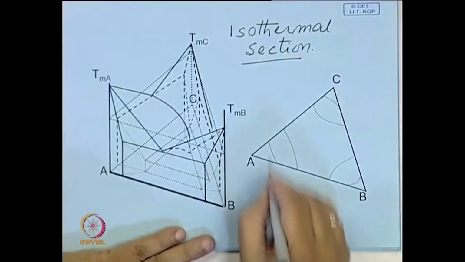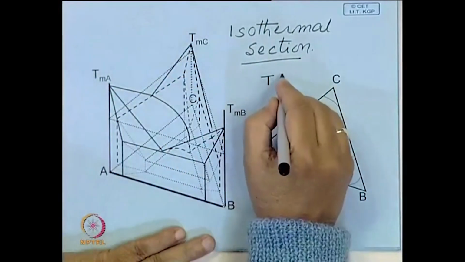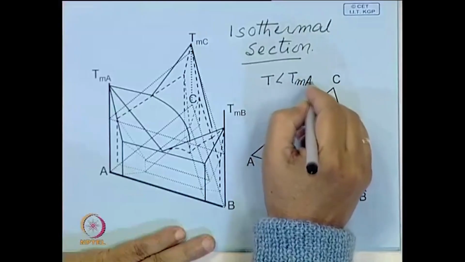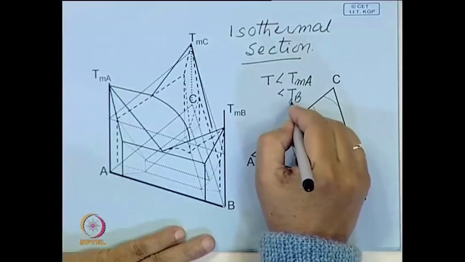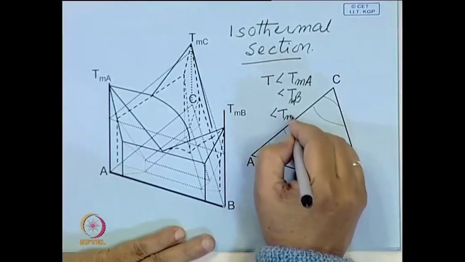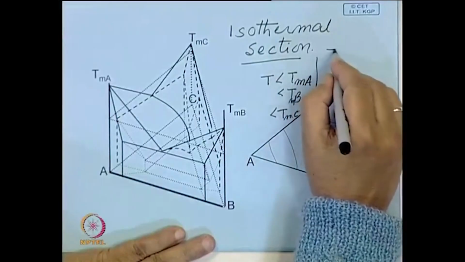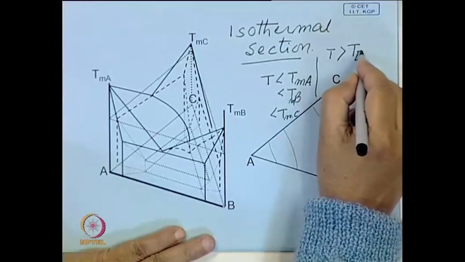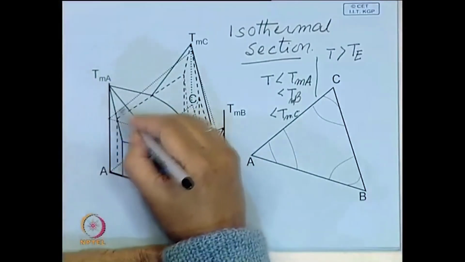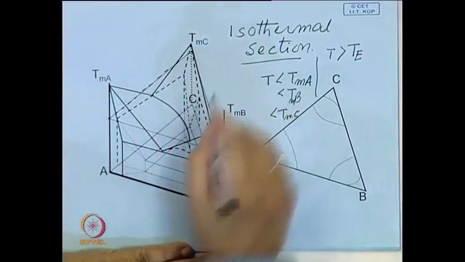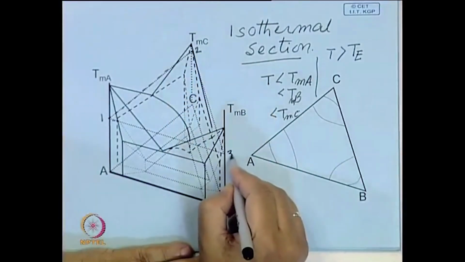And we are taking it at a temperature T which is lower than each of these melting temperatures. This is lower than the melting point of A, also lower than the melting point of B, and lower than the melting point of C, but it is greater than the eutectic temperature. Now, in that case, say this is the plane which is drawn. So, this is 1, this is 2, this is 3.